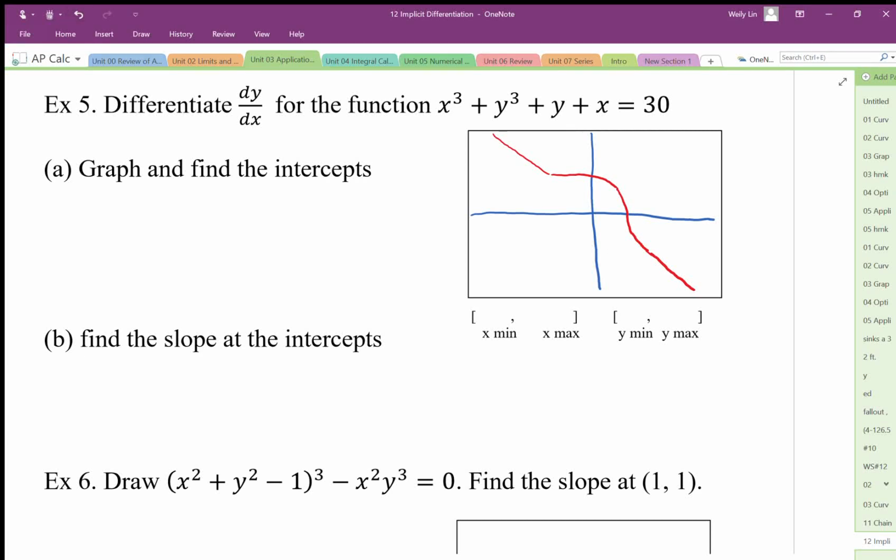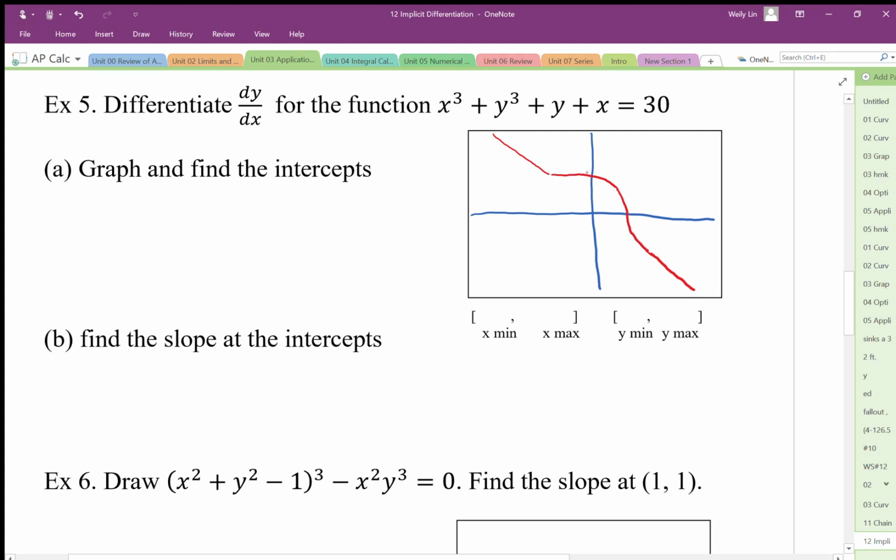Okay, so we want to find the derivative for this function here. This cubic function, x cubed plus y cubed plus xy equals 30, has this shape here. Okay, and it's graph and find the intercepts.